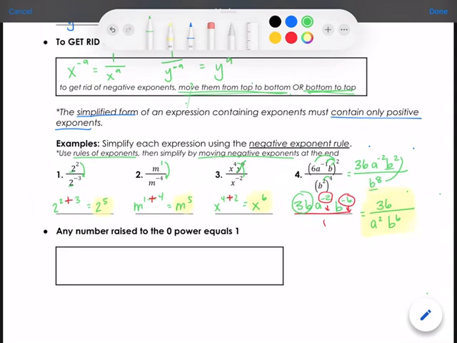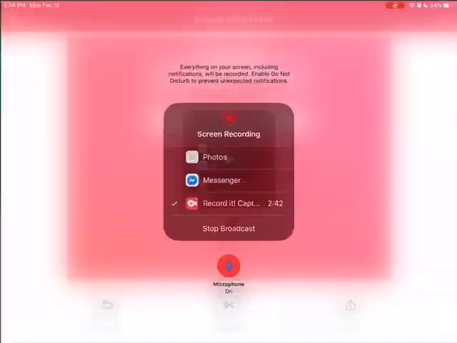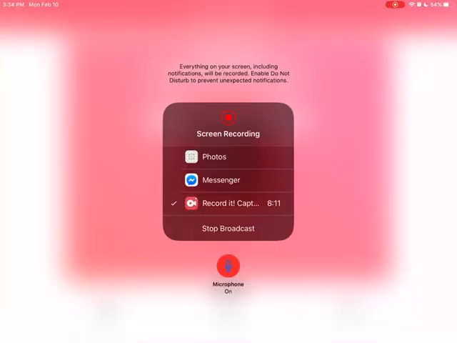So the final rule, and I've already mentioned this a couple of times, is this idea that any number raised to the 0 power equals 1. So if I have anything to the 0, it equals 1. And x could be anything. It could be a crazy expression like x squared, y to the 5th, z to the 3rd, all to the 0. This entire thing is being raised to the 0, so it just equals 1. So that's something else to keep in mind as you're moving forward on skills and homework.